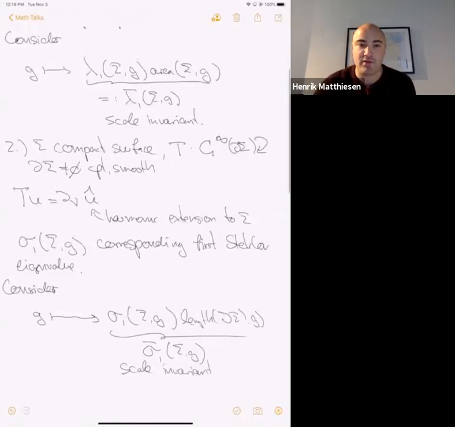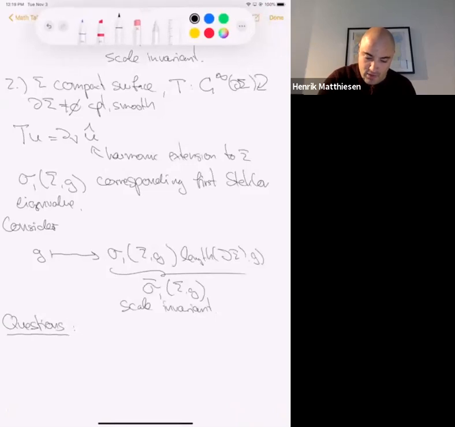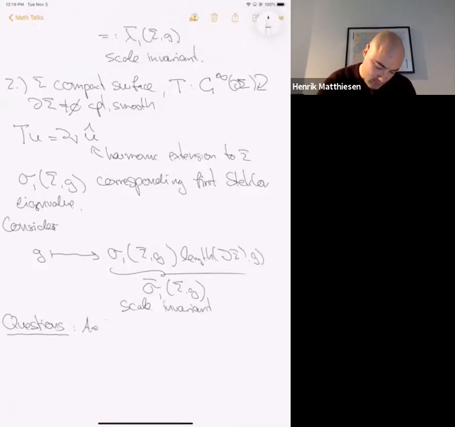It turns out that there are many parallels between these two problems. I'll try to emphasize those, but I'll also try to emphasize some things that are slightly different. So what are the basic types of questions you might want to ask about them? Maybe the most basic one, which is also very classical, is: are these functionals bounded?